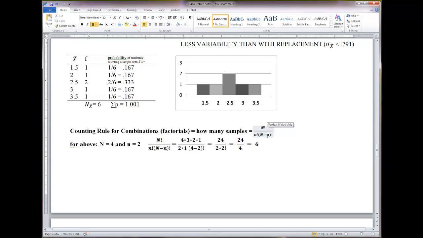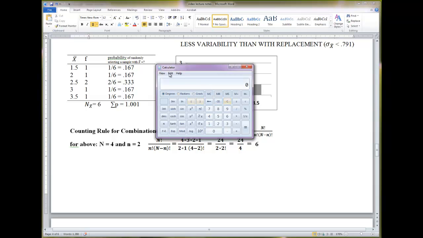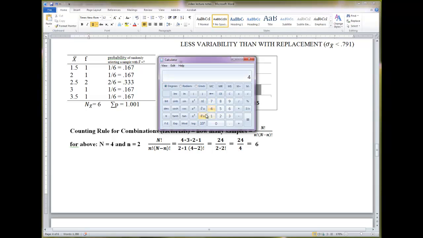That seems complicated, but it's really not. Factorial just means that you multiply every whole number between that number and 1 to get the factorial version of that number. For instance, our population size is 4, so 4 factorial is 4 times 3 times 2 times 1. If we were looking for 6 factorial, it would be 6 times 5 times 4 times 3 times 2 times 1. You can actually get this value using the calculator on your computer. There's a little factorial button if you go to View, Scientific. So if we do 4 factorial, you get 24.